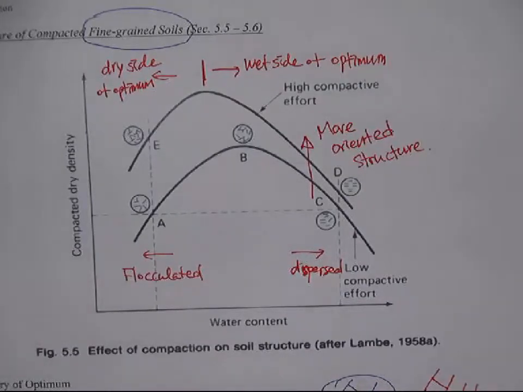Because they are platy particles, they may be random like this, but because we are compressing it, they get more aligned like this. So you can think of the house of cards. As you increase the load on the house of cards, they collapse, right? They collapse and then they align parallelly. It becomes like this.